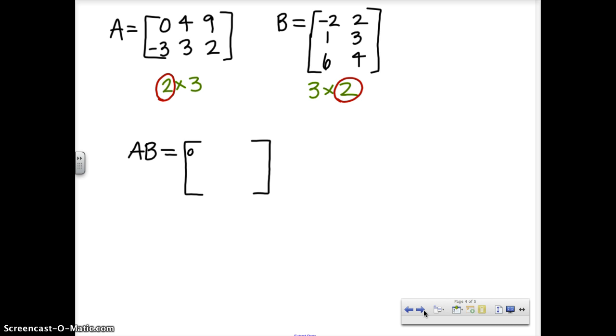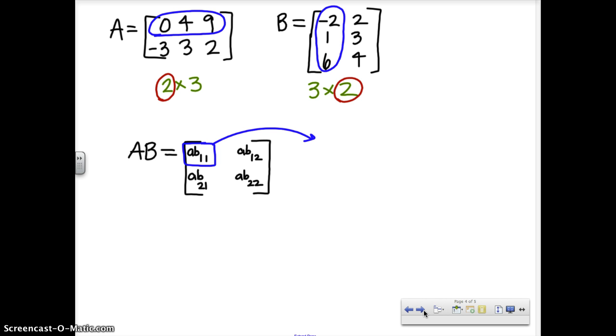Okay? And AB has 4 different entries. Okay? It has 4 different entries to it. Because it's a 2 by 2, it makes sense that it should have 4, 2 rows, 2 columns, 4 spots to fill. Okay? This first spot, AB11, here's how we determine what that is. We look at the first row of A and the first column of B. Okay? And here's what we do with that. We multiply across and down and add.